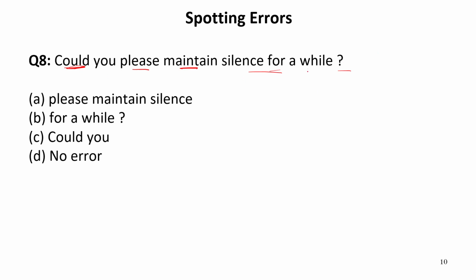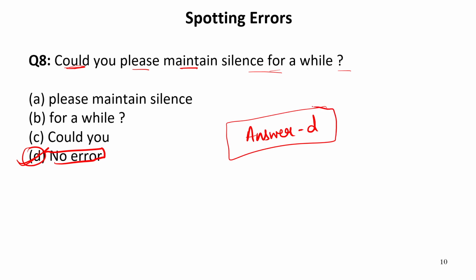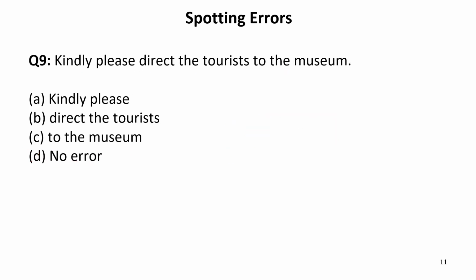It means the sentence contains no error. Now let us see in the options where "no error" is written. It is written in D, therefore "no error" is the correct answer. So our answer is D, because this sentence is absolutely correct. It contains no error at all. Now let us move to the next one.